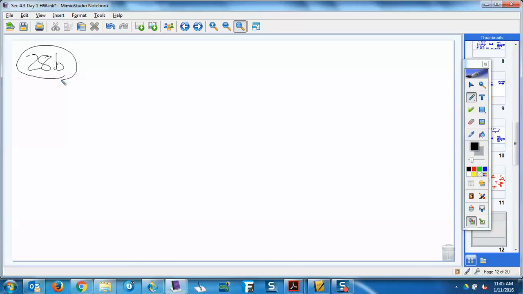We're on 4.3, day 2. You've got 19, 21, 27, and 28 in our book. And then in the business packet, we've got number 3 and number 8, is what the assignment sheet says. All right, so 28 has multiple parts. Let's look at them here.